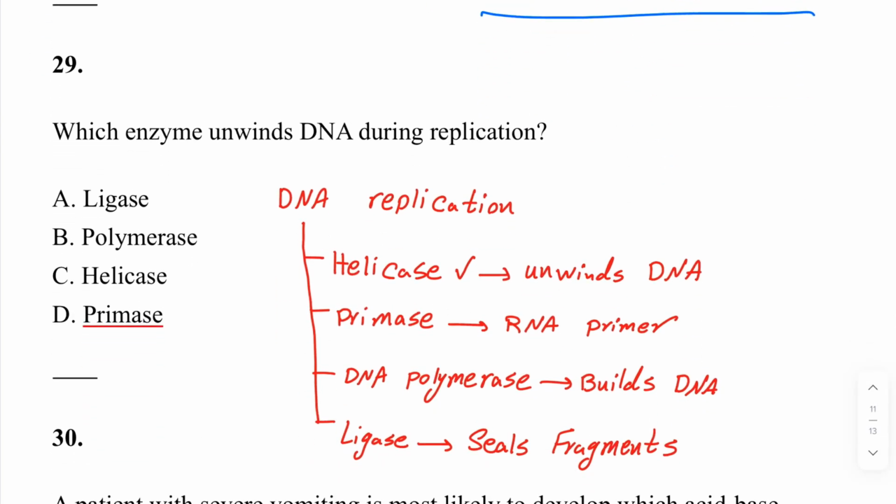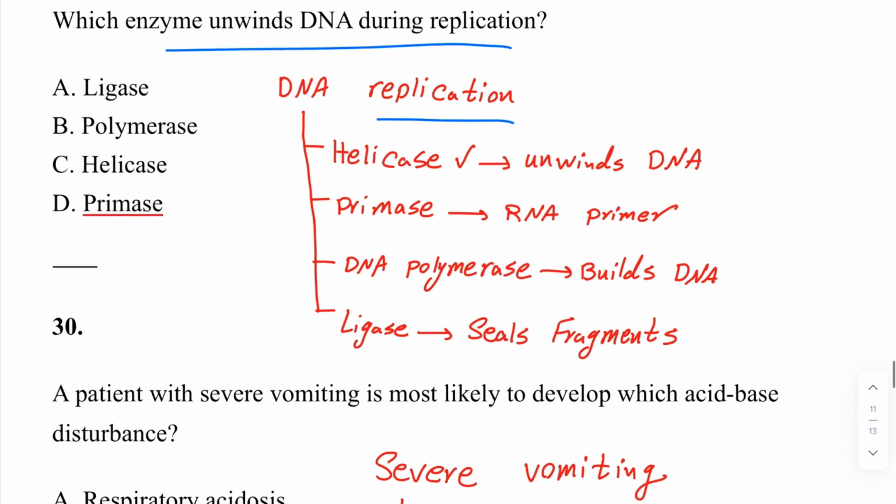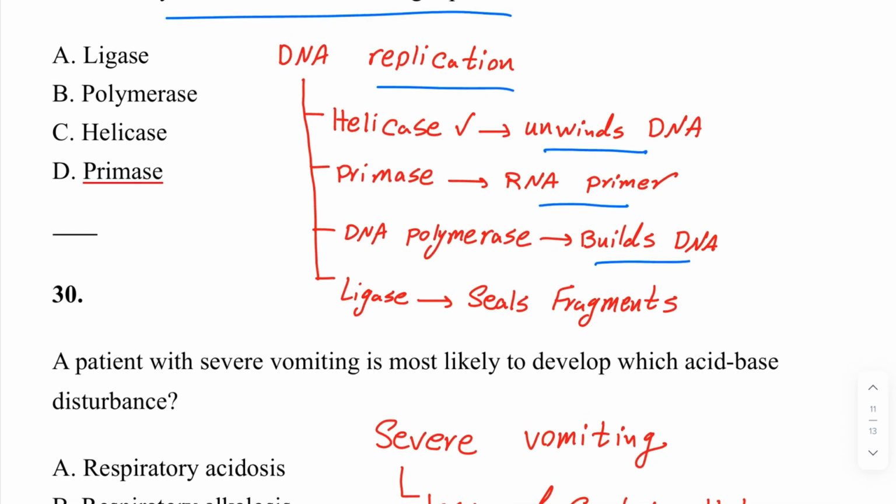29. Which enzyme unwinds DNA during replication? In DNA replication, helicase unwinds DNA, primase makes the RNA primer, DNA polymerase builds DNA, and ligase seals the fragments. So the correct answer is helicase.